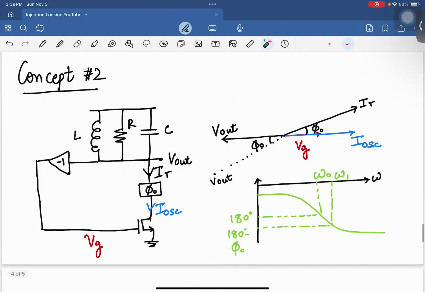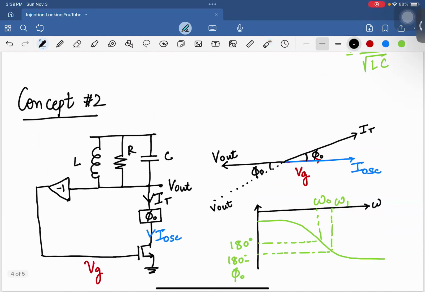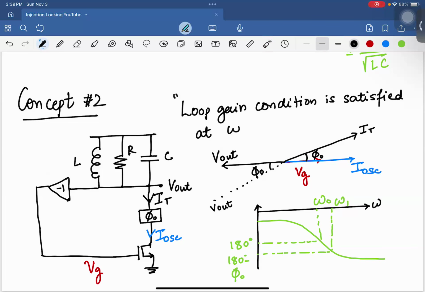So you can actually build an oscillator, introduce a phase shift, and you'll see that when you change this phase shift, the oscillation condition changes. Okay, so I should say that in this case, the loop gain condition is satisfied at omega 1, which implies the oscillation occurs at omega 1. There is kind of a drawback to this kind of approach, but we'll discuss it at the end.